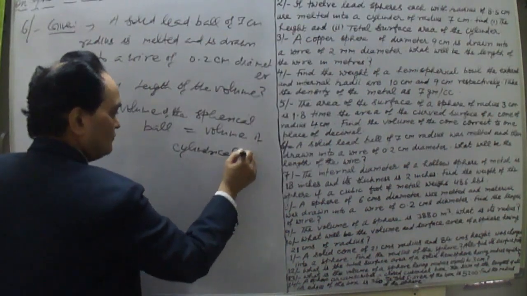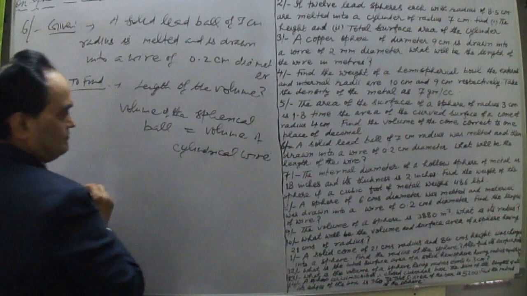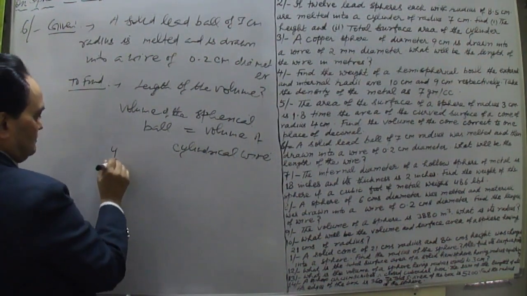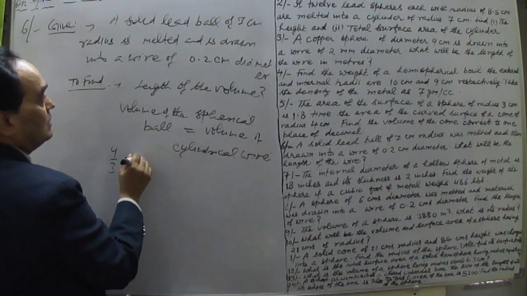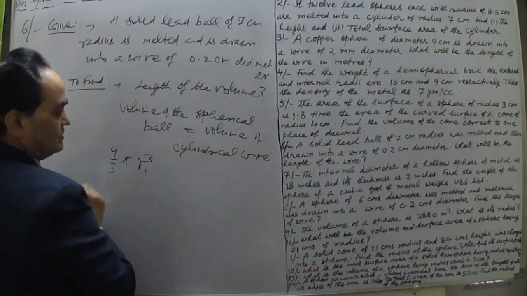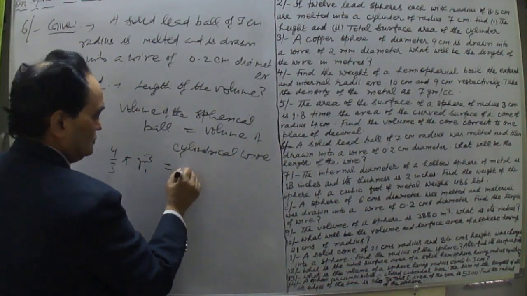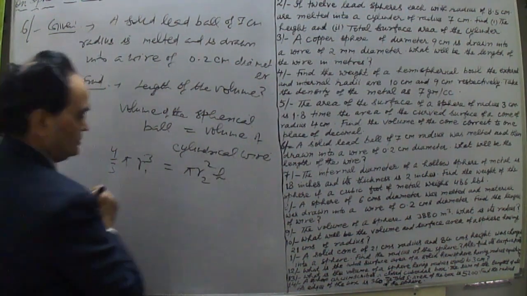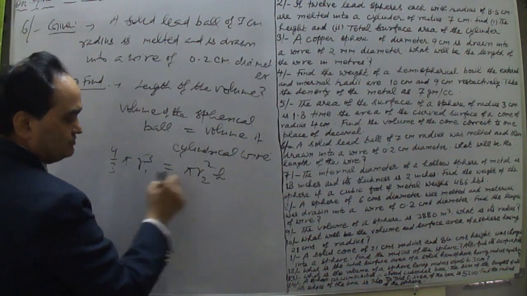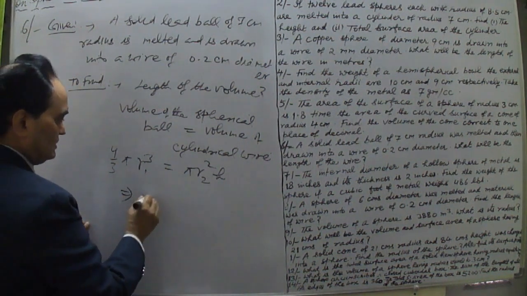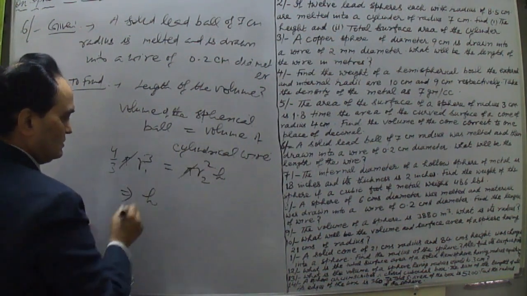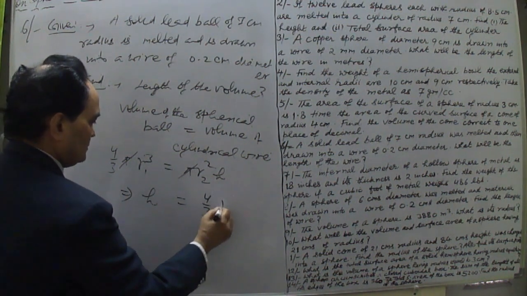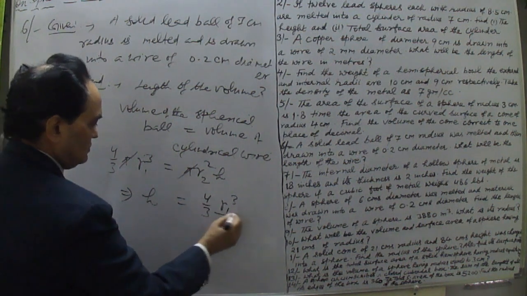The wire is cylindrical. So the volume of the spherical ball is 4/3 pi r1 cube, equal to pi r2 square into h. This h, the length, we have to find out. This implies that h is equal to, the pi cancels out, so h equals 4/3 r1 cube divided by r2 square.